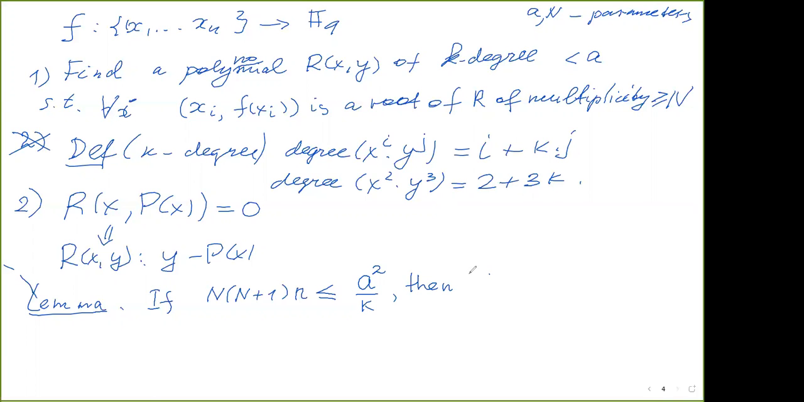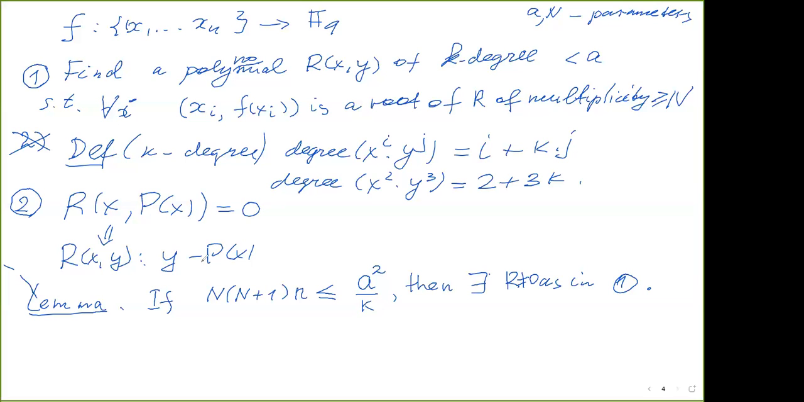Then there is a polynomial R, as in 1, call it 1, and call this 2, as in 1. And actually we need that R is non-zero, of course, a non-trivial R.